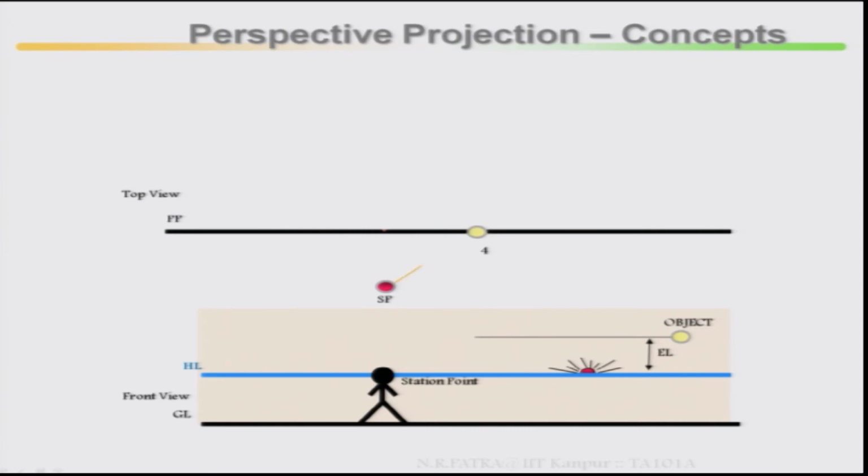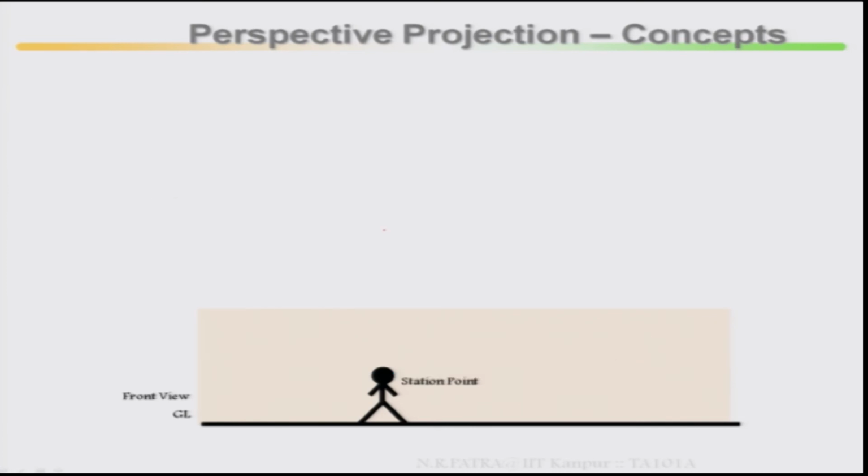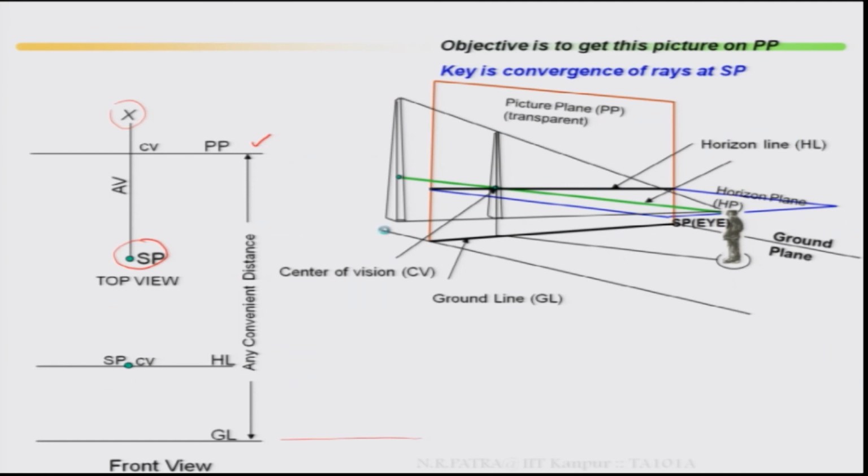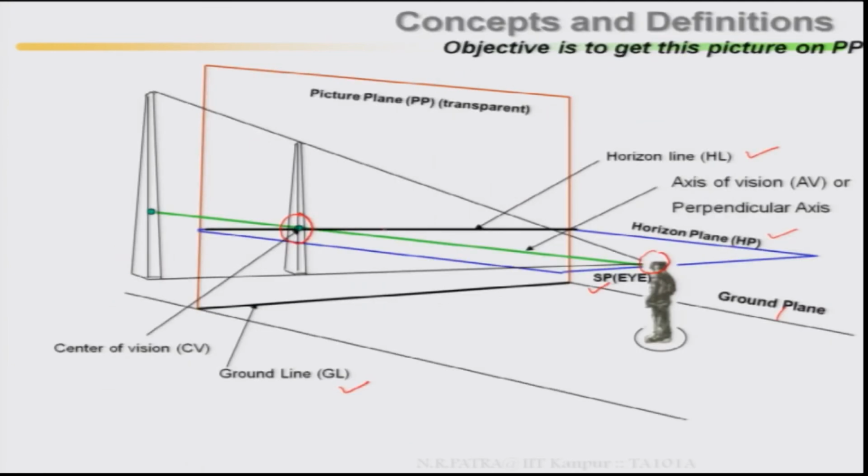Then from the station point you look at the picture plane, because everything is with respect to the picture plane. Why am I saying this? Ultimately the object has been projected back to the picture plane. That means from the station point you have to look at the picture plane.